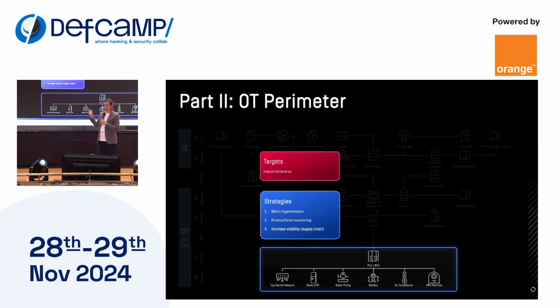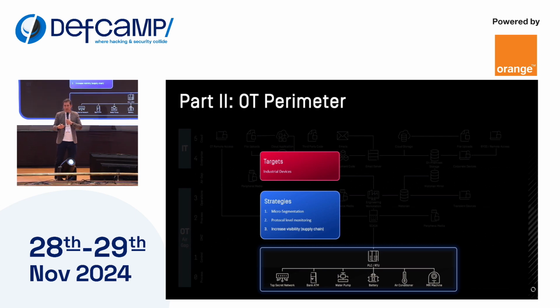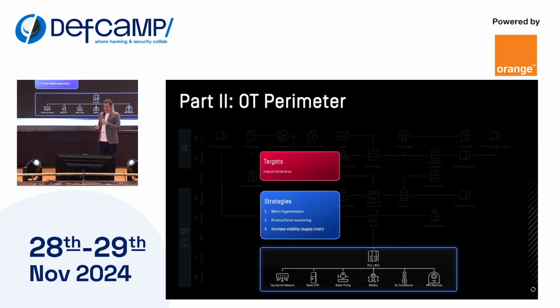ATMs, if it's banking, for example. So industrial devices get targeted because they're the crown jewels, right? That's the ultimate goal of an attacker, to get hold of industrial devices to maybe stop some sort of business process. And the strategy there is to use microsegmentation.